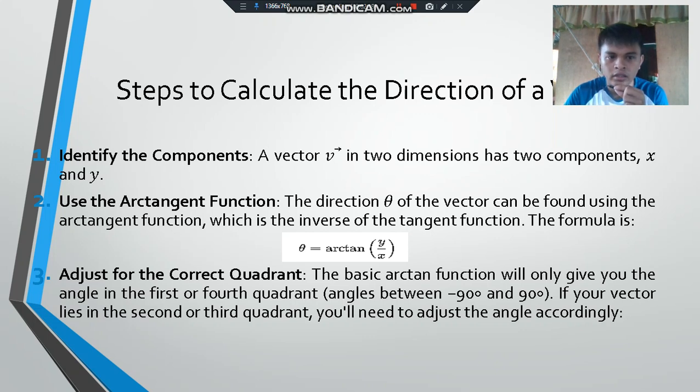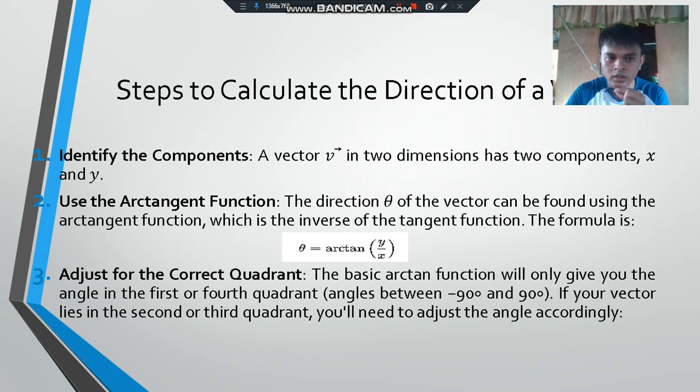Number 2. Use the arctangent function. The direction theta of the vector can be found using the arctangent function, which is the inverse of the tangent function. The formula is theta equals arctan of y over x.